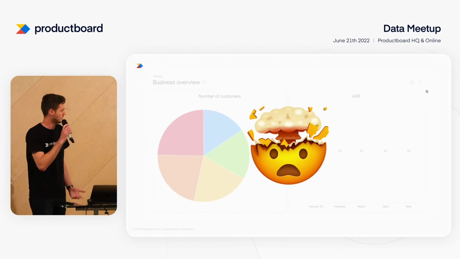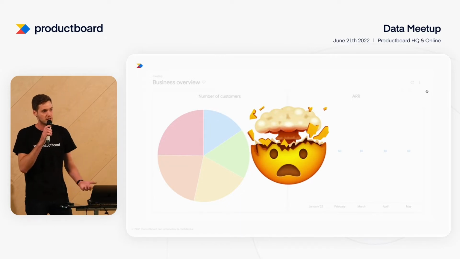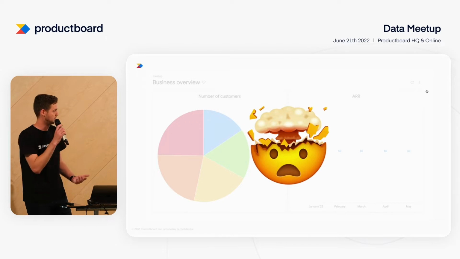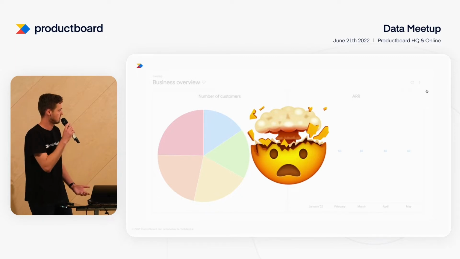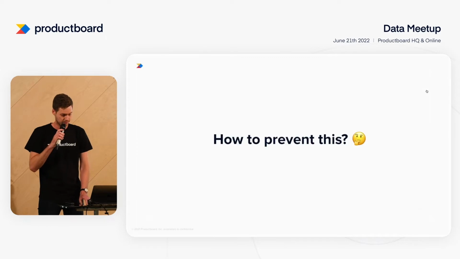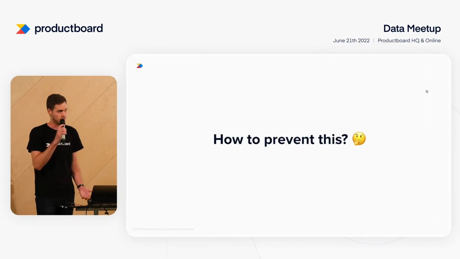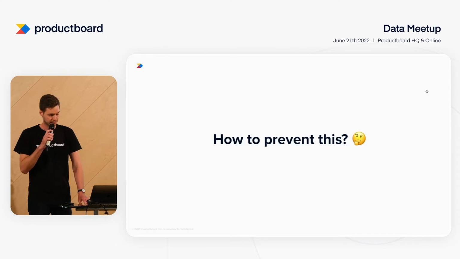So the question is how to prevent these situations, and how to make sure that this is not happening to you quite often. If you work as a data engineer or data analyst, I believe that sometimes it will happen to you, but you have to try to minimize this and avoid it as much as possible. And that's actually the question I would like to try to answer during my presentation.